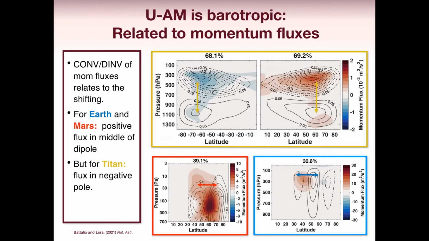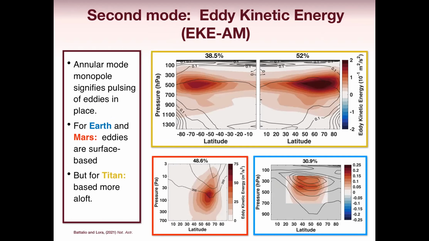One thing I forgot to point out about the barotropic one is that even though Titan is very different, so I've just jumped back a slide, sorry, the percentages of variance explained, these are the eigenvalues associated with the eigenvector maps, the variance explained is much higher for Titan than it is for Earth and Mars. So these modes are much more important for explaining variability. And the same story is true for the eddy kinetic energy mode as well.